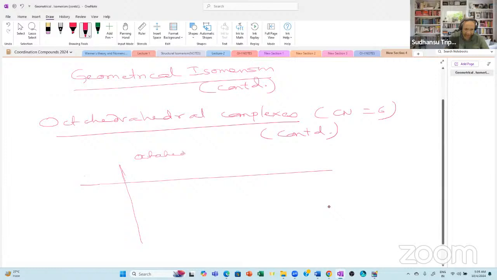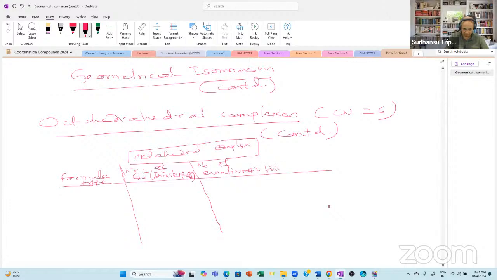The heading will be octahedral complex. First, formula type. The next column will be number of GIs. GIs means galvanized pipe, oh, I'm sorry, geometrical isomers, which are really diastereomers. Then the number of enantiomeric pairs, and the total number of stereoisomers.